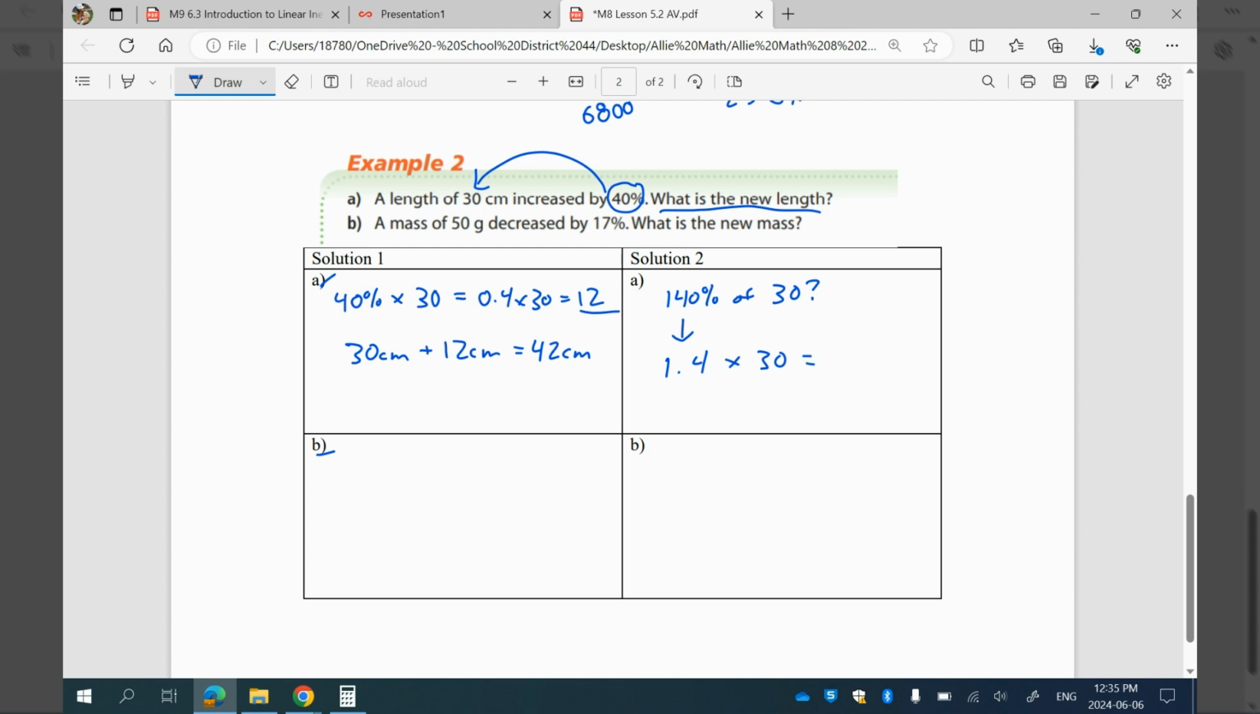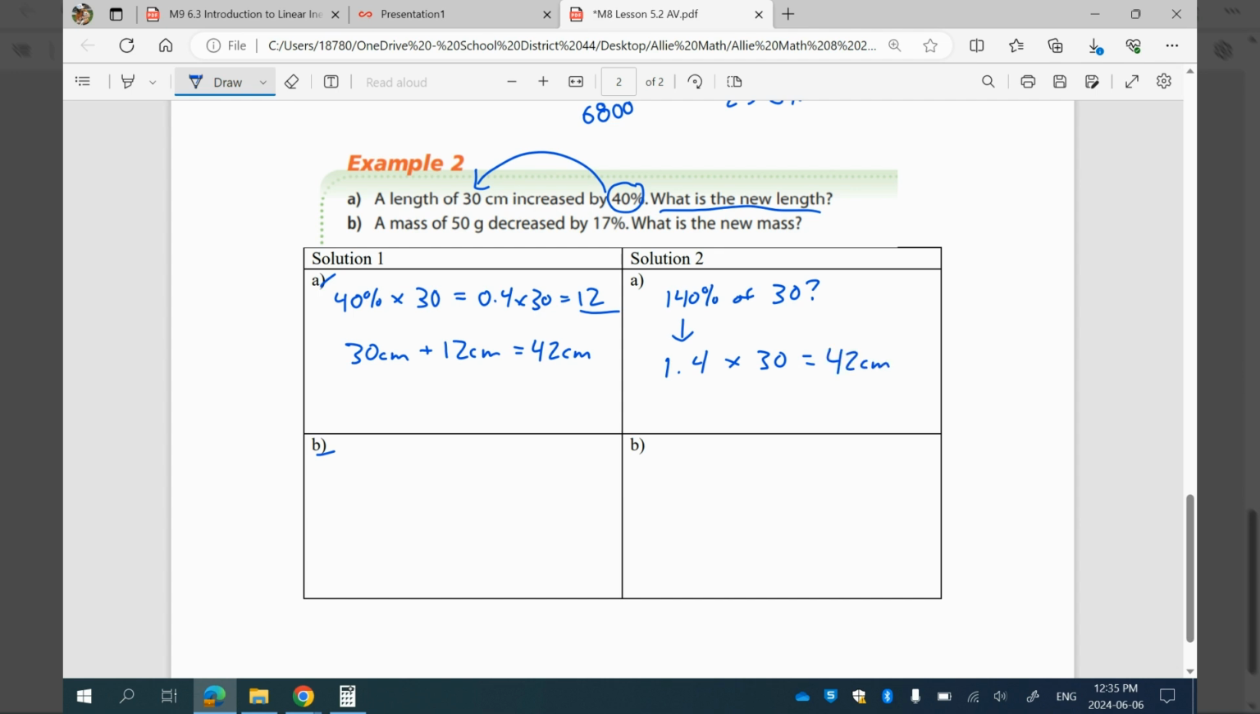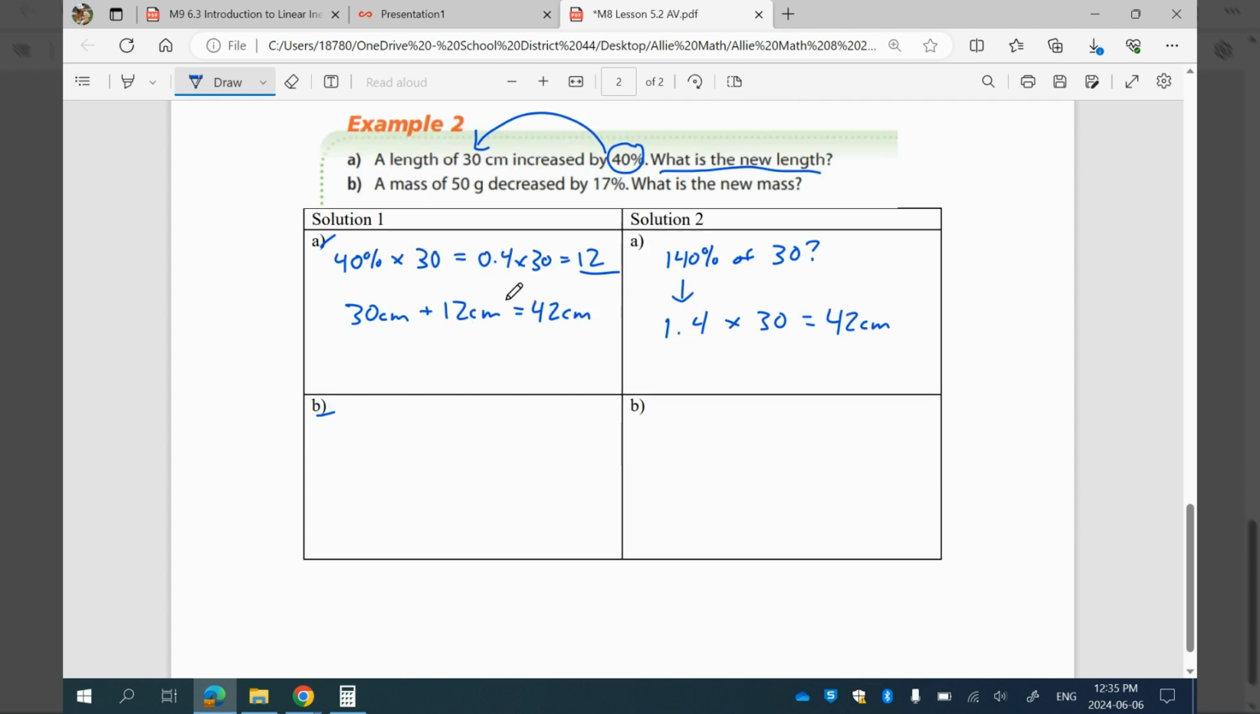I can show you on my calculator. Why not? 1.4 times 30 should give us 42. And there we go, 42 centimeters. So this way it kind of saves a step. You have to recognize that because it's increasing by 40%, you're going to have that 100% plus the 40%. And so you can skip the kind of adding step.